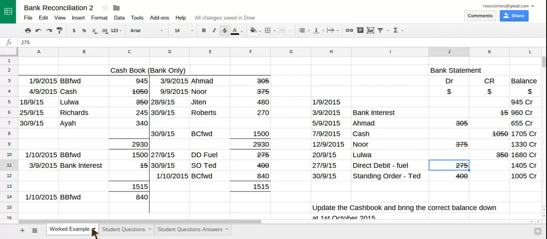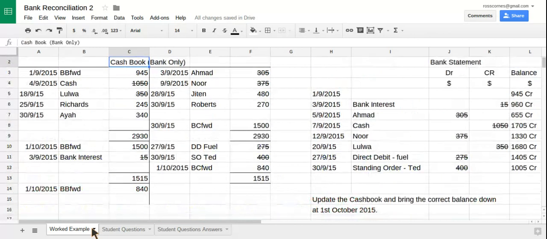Identify some items which weren't ticked off of the bank statement because the bank statement, if you remember, is a source document. So we didn't know, for example, about the direct debit for fuel until we received the bank statement. So we've gone and put those entries in, we've rebalanced the cash book, and that shows us that we believe that we've got $840 as an asset in the bank, so it's not an overdraft.